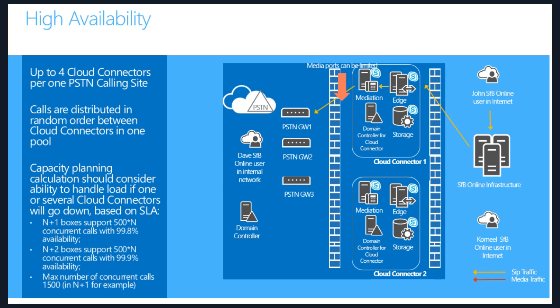From a media perspective, the next red line that you see drawn here, if John in this particular instance happens to be outside of the corporate network, he's going to be sending his traffic through the media relay component that we have on Edge, which will then allow that media stream to go through to mediation to the corresponding gateway.